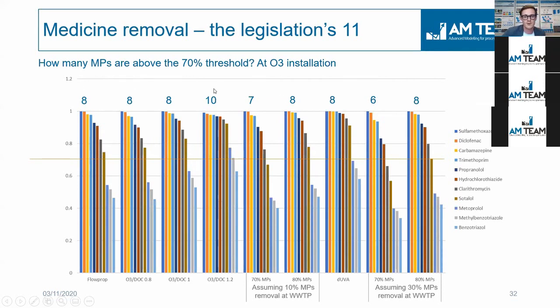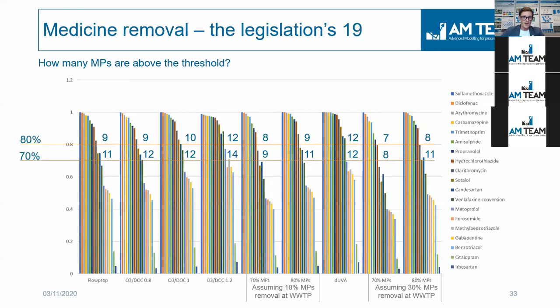It depends on the dose, of course, but you can easily visualize this and then, of course, make an analysis of this. Again, what if the future regulation would change? We have 19 instead of 11 components. We just add the components, and then you see the extended set with the same scenarios here. And then you can look at 70% or maybe future 80% target removal percentages.